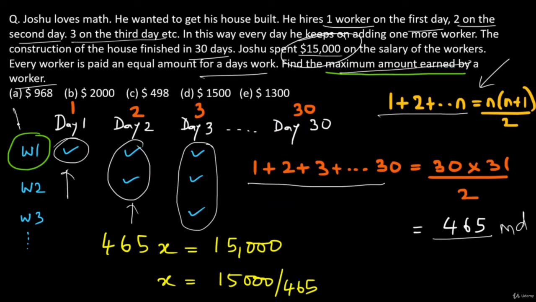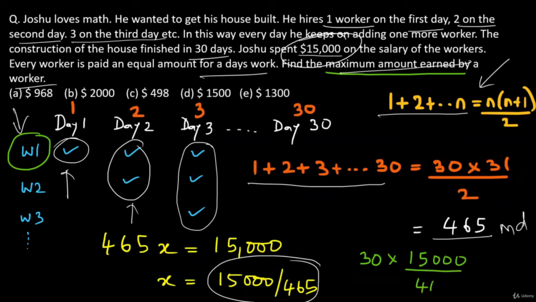That would be by worker 1, because he'll be working for 30 days, right? In one day he makes this much amount. So in 30 days he would make 30 into 15,000 by 465, right? So that's approximately 30 into 1000 by 31. Now over here you have 30 and over here you have 31.